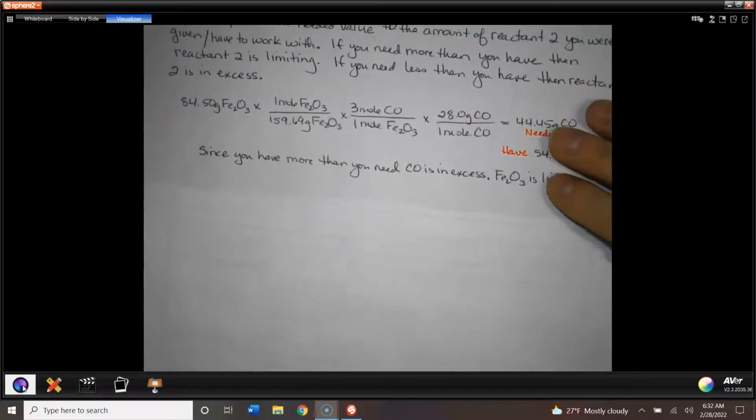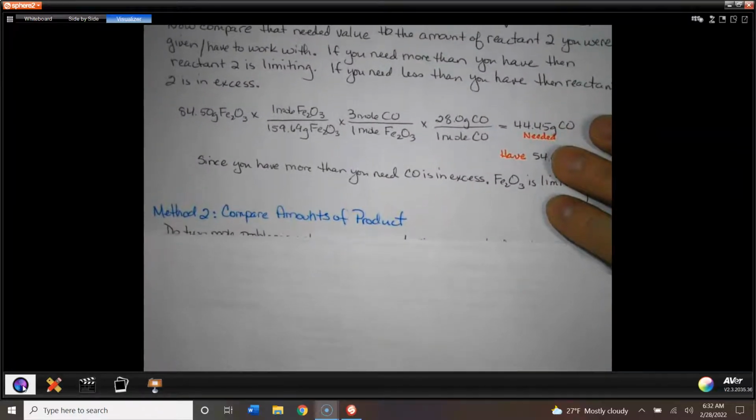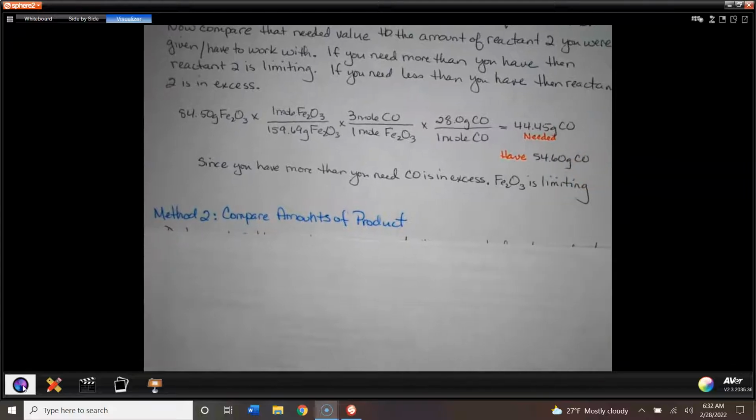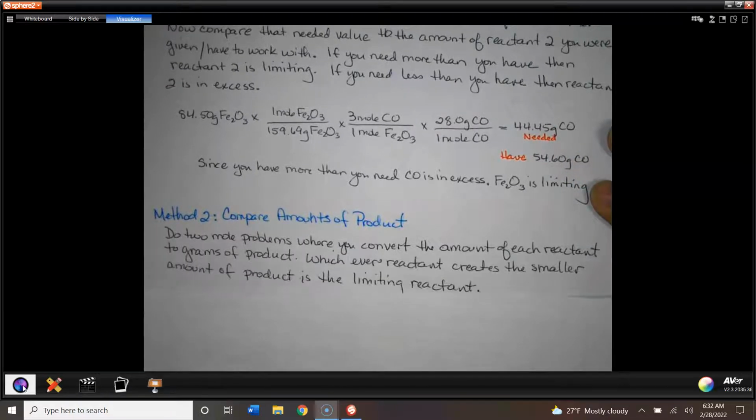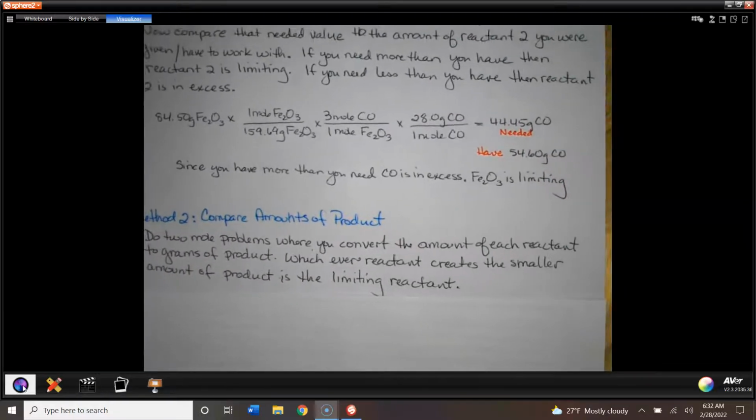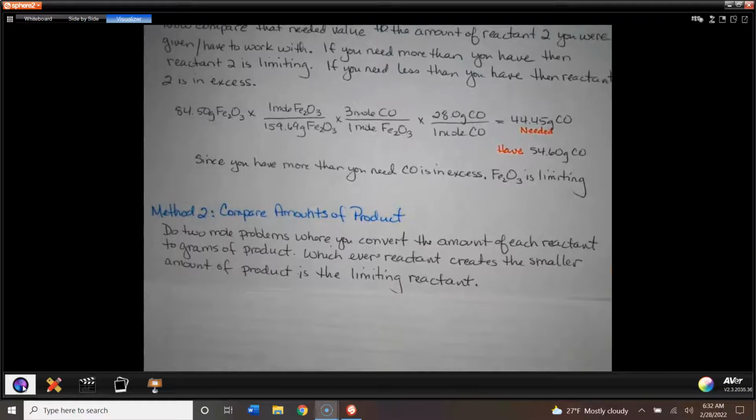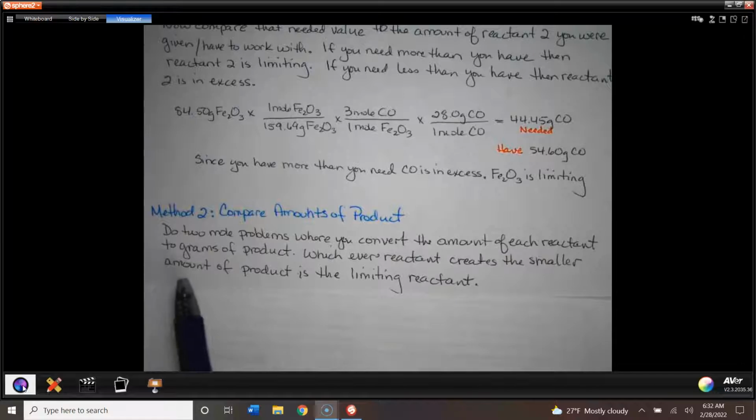Okay, so the second method is what I call just comparing amounts of products. So what you're going to do is two separate mole problems. Now I know that's going to feel like a lot of work, but actually in the end, it saves you a little bit of time moving forward.